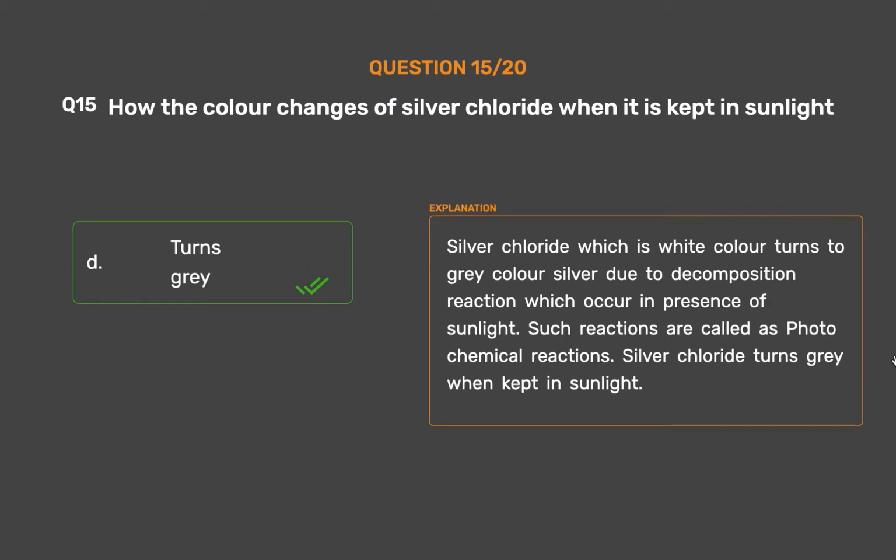Silver chloride, which is white color, turns to gray color silver due to decomposition reaction which occurs in presence of sunlight. Such reactions are called as photochemical reactions. Silver chloride turns gray when kept in sunlight.